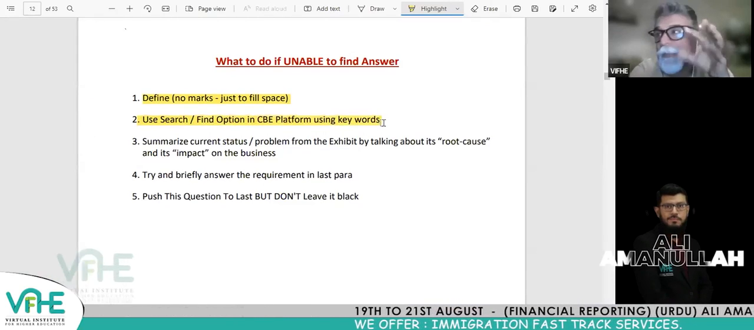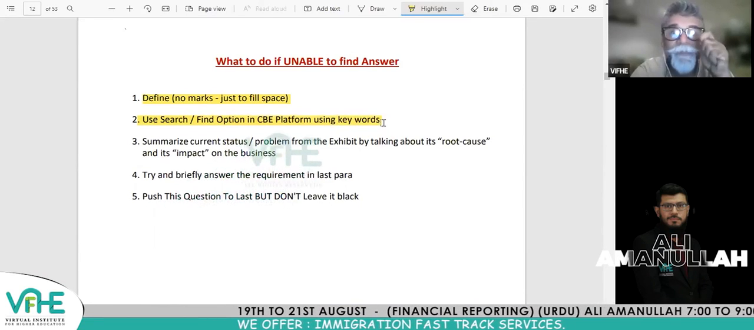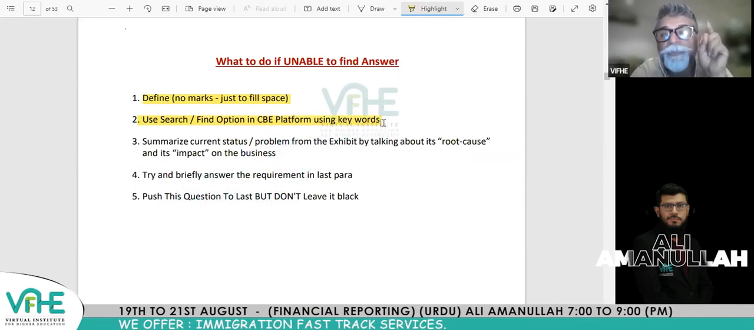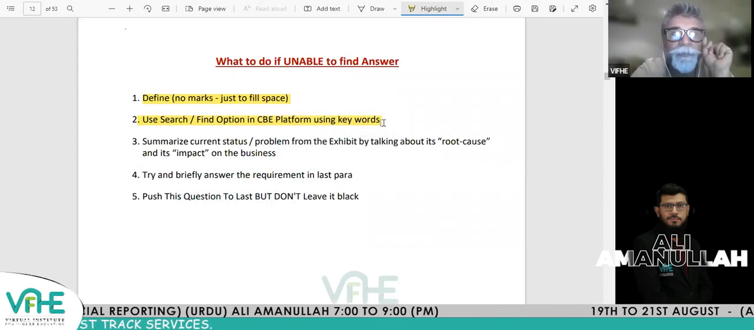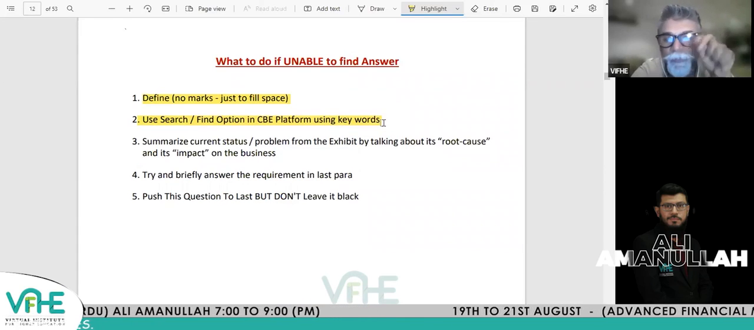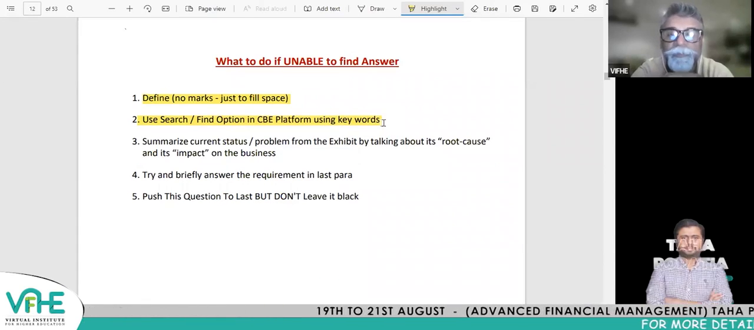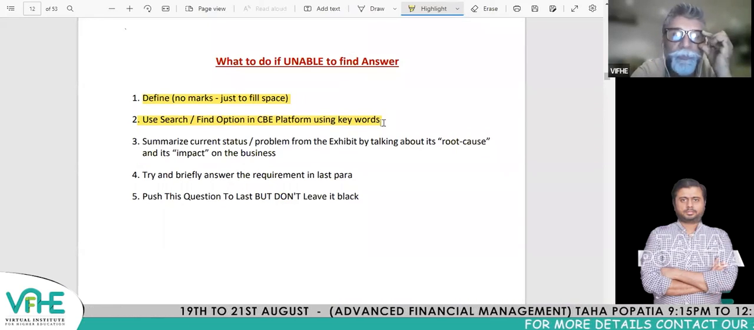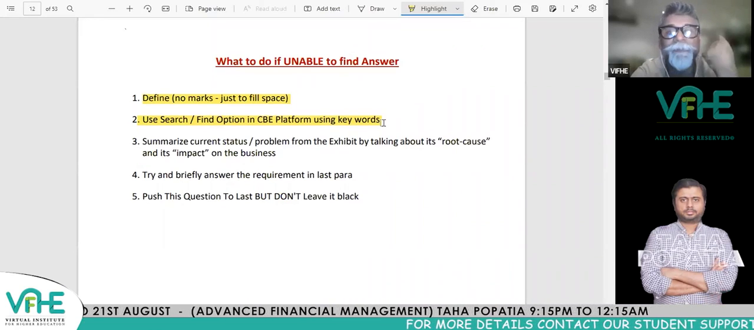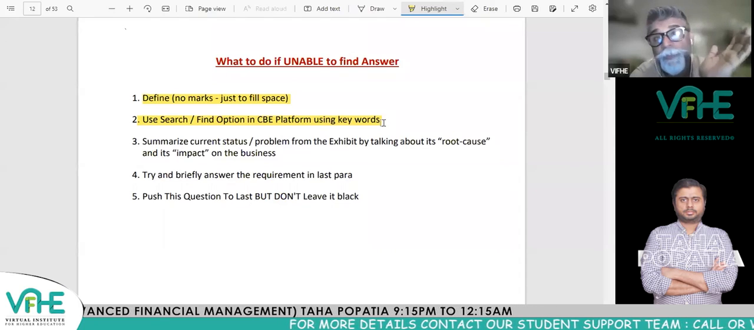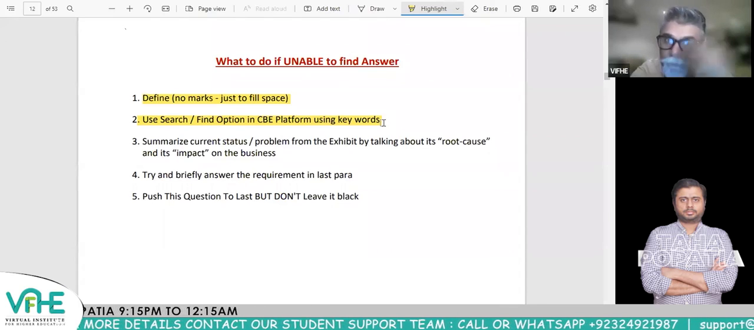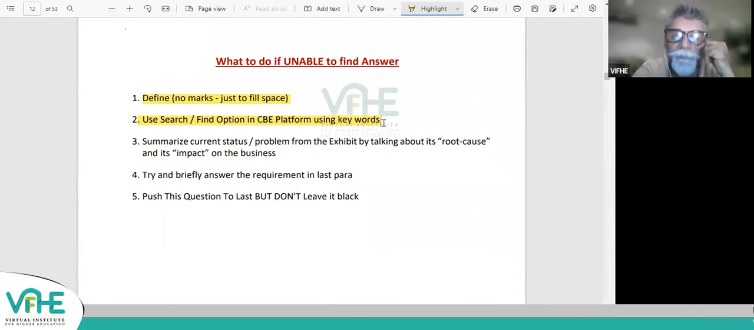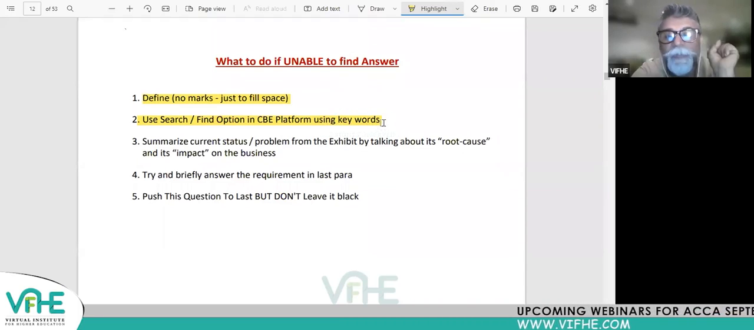So did you know that in your CB platform, there is a magnifying glass, which is a search or find option. You click on that and you start typing the keywords. So you can type disruptive, you can type technology, you can write disruptive technology, any of the keywords which you think, and you search on the CBE platform. If any information is available on your paper, it will automatically take you to that paragraph. Good, na? And then from there, you can copy paste some information.